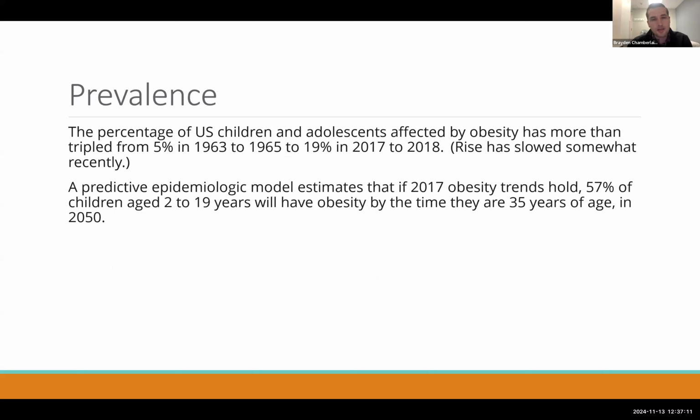And to give you a setting here, the percentage of US children affected by obesity has tripled since the 60s, from 5% to around 20% in 2017, 2018. They do note that the rise has slowed a little bit since then, but it has still continued to go up. And they also note that if the trend holds, 57% of children aged 2 to 19 will have obesity by the time they're 35.